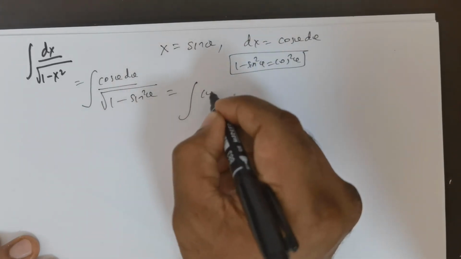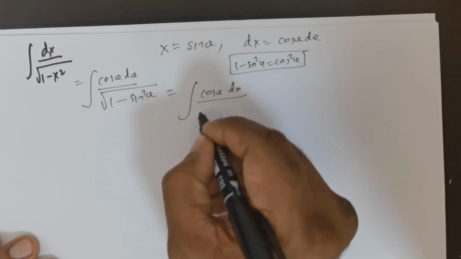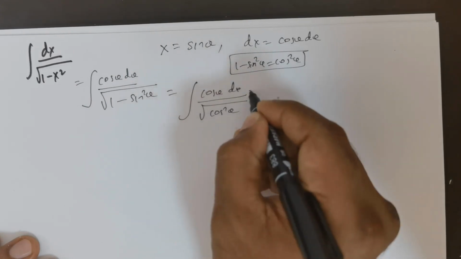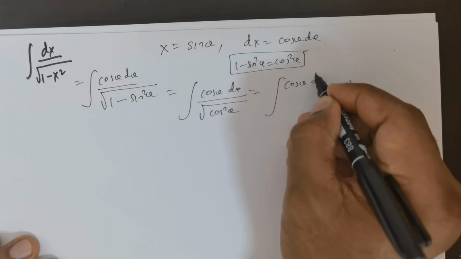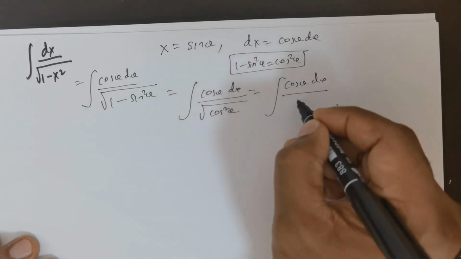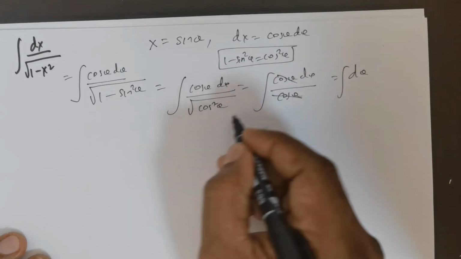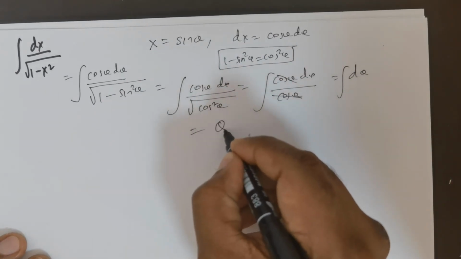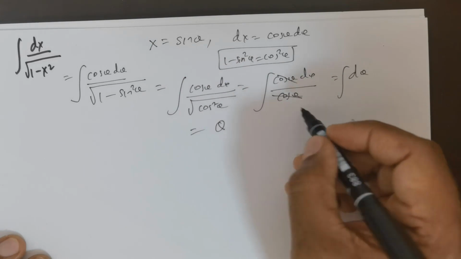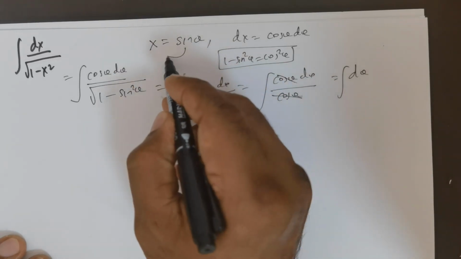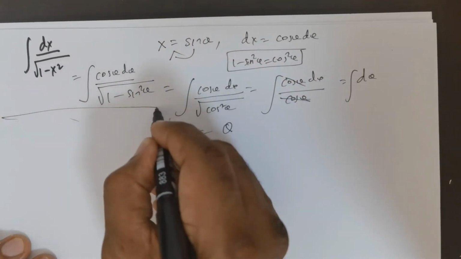So this is equal to cos theta times d theta divided by root of cos square theta. Root of cos square theta is cos theta. So cos gets cancelled, giving you d theta. Now you need to integrate d theta, which will give you theta. But you will have to revert the quantity back in terms of x. Now let me work that out.